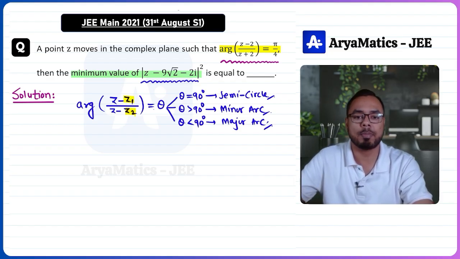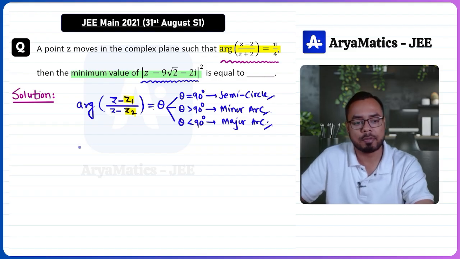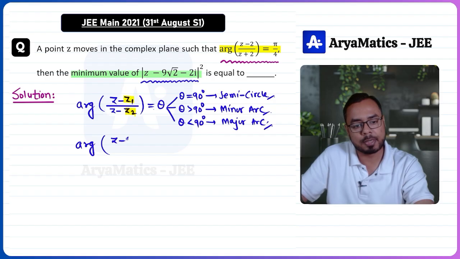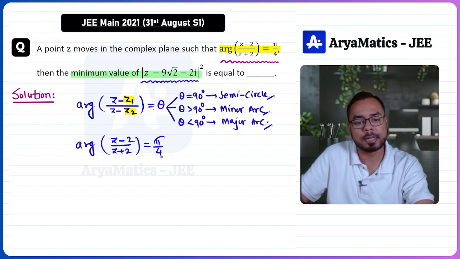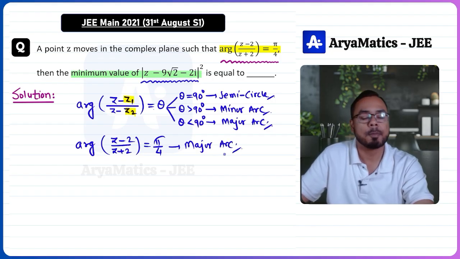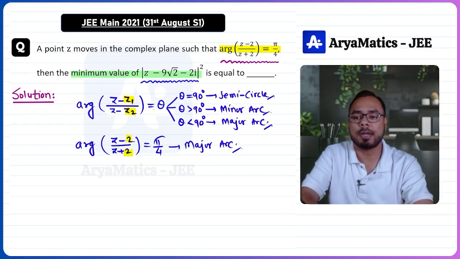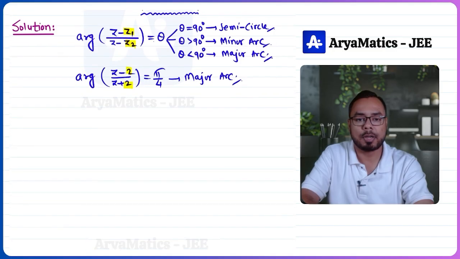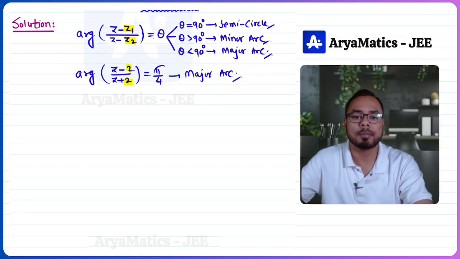So here if I have to plot this locus, argument of (z minus 2) divided by (z plus 2) equals pi by 4, clearly you can see that this angle is less than 90 degree. That means this locus will represent a major arc for which the line joining point 2, 0 and minus 2, 0 will be one chord. So now let us try to plot what type of locus we are getting here.